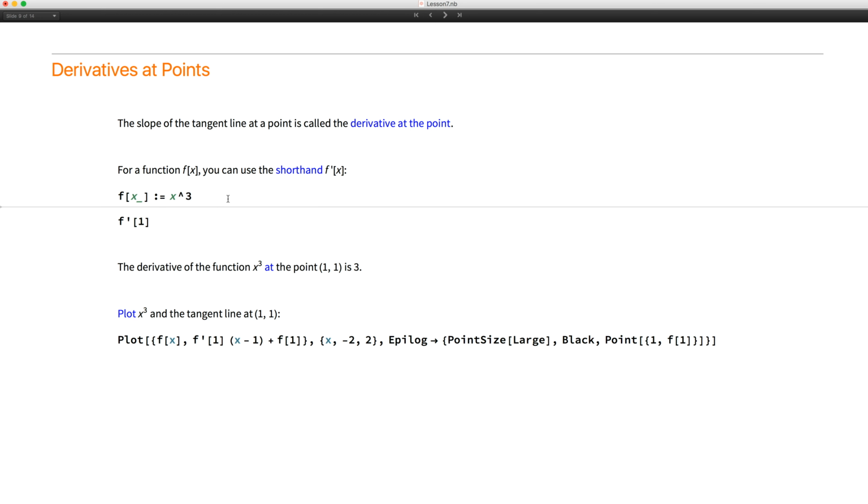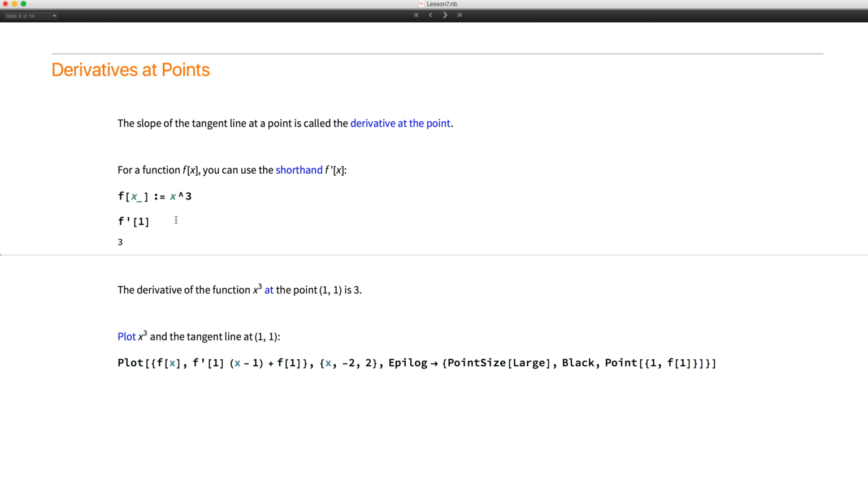So if you say f of x equal to x cubed, then in the Wolfram language, f prime at 1 is the derivative at x equal to 1. So the derivative of x cubed at 1, 1 is 3. And you can plot that and check that it in fact is the correct answer. A couple of more concepts over here.